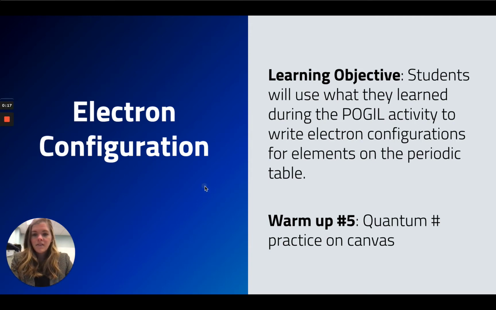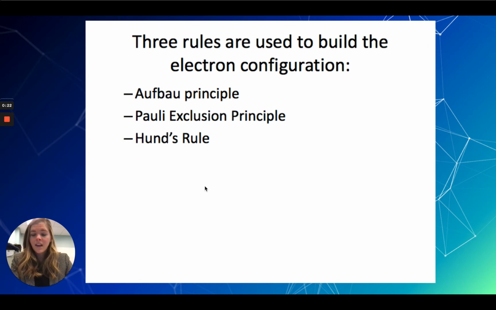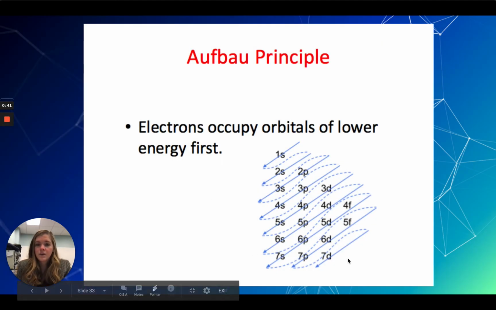So electron configurations. Electron configurations can be kind of tricky at first, but after you get the hang of it, they're going to be much easier. And there's three major rules to think of when building an electron configuration, which we talked about last week when we talked about quantum numbers, but didn't go into detail about. So these are called the Aufbau principle, the Pauli exclusion principle, and Hund's rule. So the first one, the Aufbau principle.